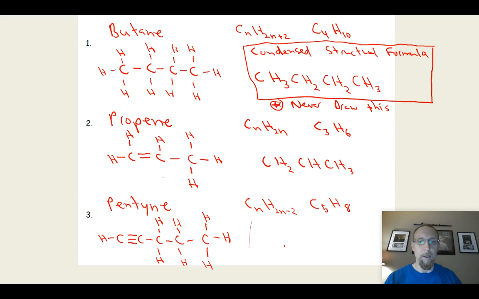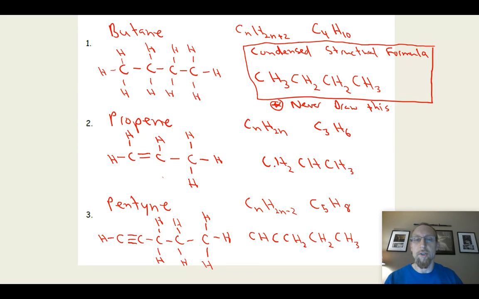So now again, what does the condensed structural formula look like? So this one would be CH, and then just C, and then the next one CH2, CH2, CH3. So remember, you never have to draw the condensed structural, but what you want to be able to do is understand what it's showing you.